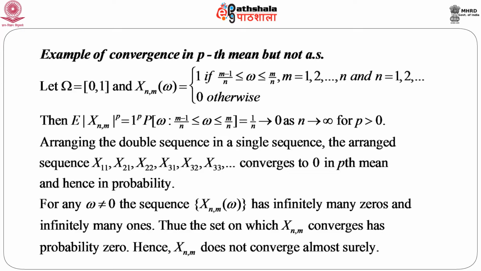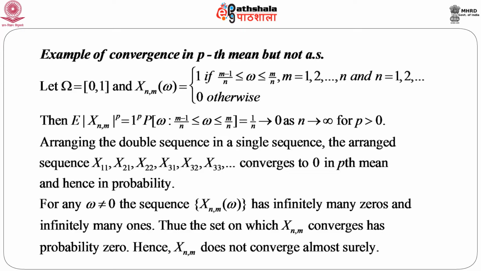Another example is an example of convergence in pth mean, but not almost everywhere. So, we cannot think of one implying the other with respect to L^p and almost sure convergence.